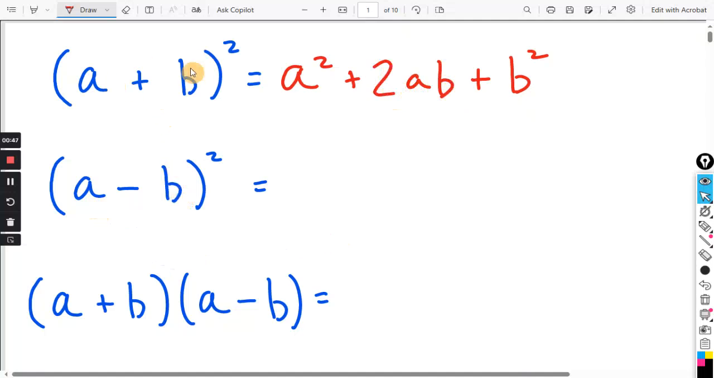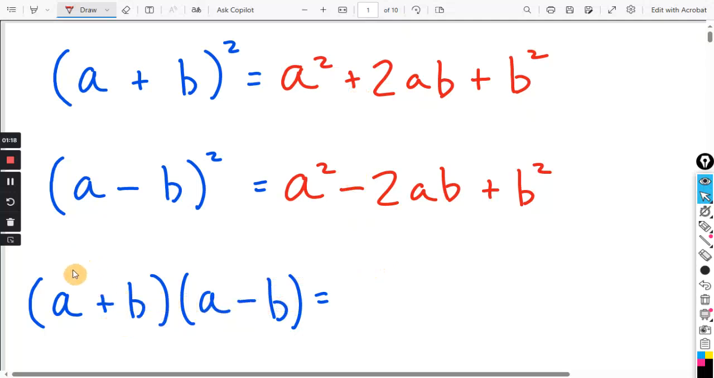Now this one here is almost the same as the first one. Using FOIL, a times a, you would get a squared. And the last term would be negative b times negative b. You'd also get positive b squared. However, the middle term would be negative ab plus negative ab. That's negative 2ab. So notice the first two are almost the same with the exception of the plus minus sign on the middle term.